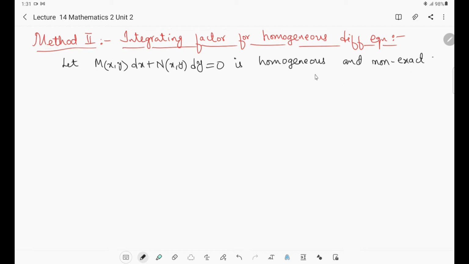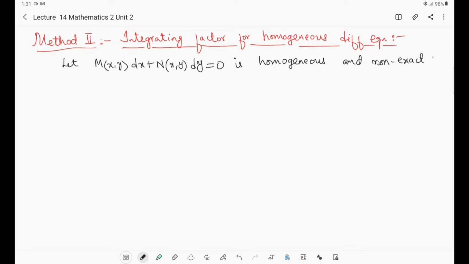Homogeneous means, as we have just discussed, that dy by dx equals the right-hand side function, and that should be a homogeneous function of degree 0. Then we say that the given differential equation is a homogeneous differential equation. Otherwise we will discuss how to identify it in the problems, right?